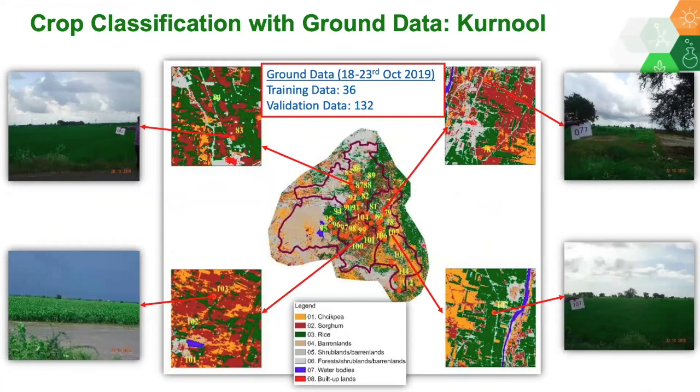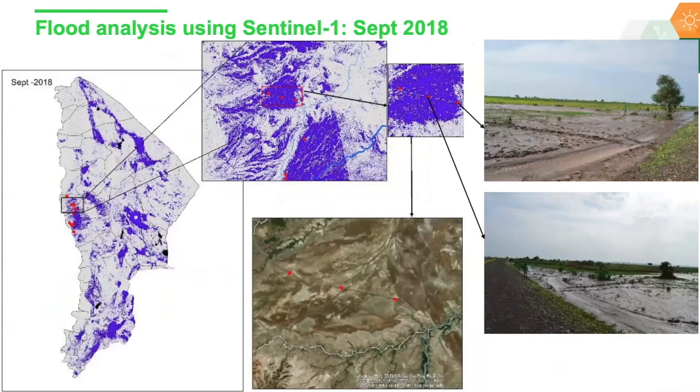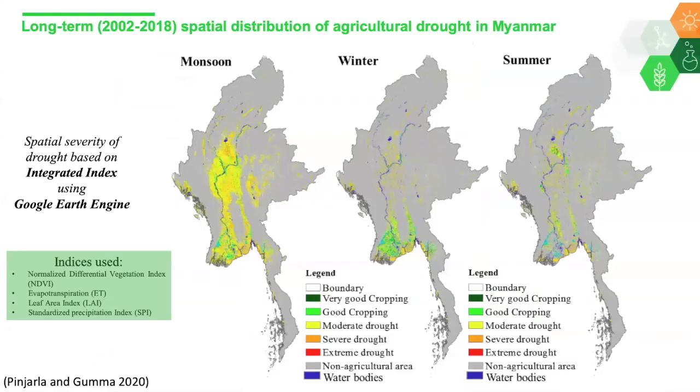In a similar way, we applied the same methodology for the Kharif season as well. But in the Kharif season, due to cloud cover, we are not able to extract exact classification. Now we are combining Sentinel-1 and Sentinel-2 and refining the classification methods. Similarly, for flood mapping, in some of the study regions we are working on temporal flood areas to recommend flood-based farming systems. You see here very accurately, this is all done by Google Earth Engine. And similarly, long-term drought patterns, how they vary in Myanmar. These are the case studies.